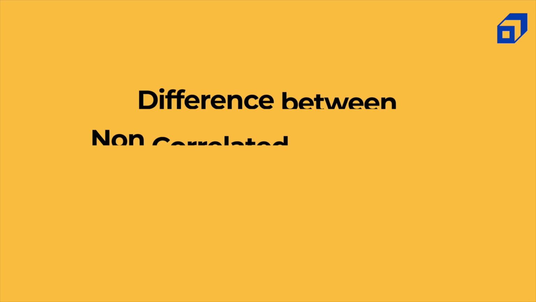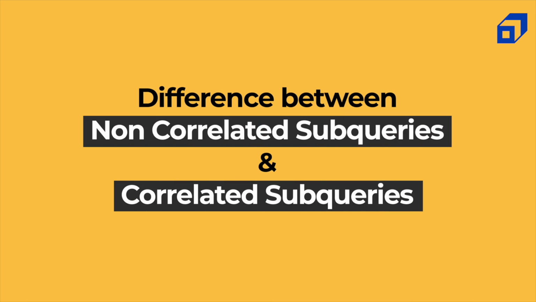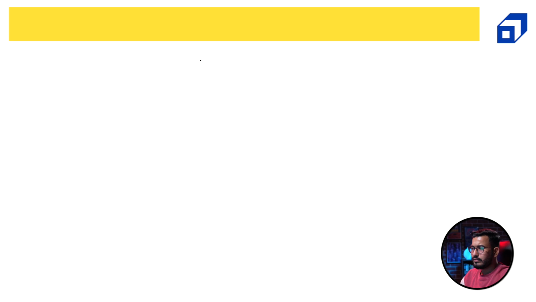Let's now understand the difference between non-correlated subqueries and correlated subqueries. To understand the correlated and non-correlated subquery, we will take a very simple example. Let's say I wanted to filter all those employees who are working in executive department. We have already seen the example. So let me write down the query for it.